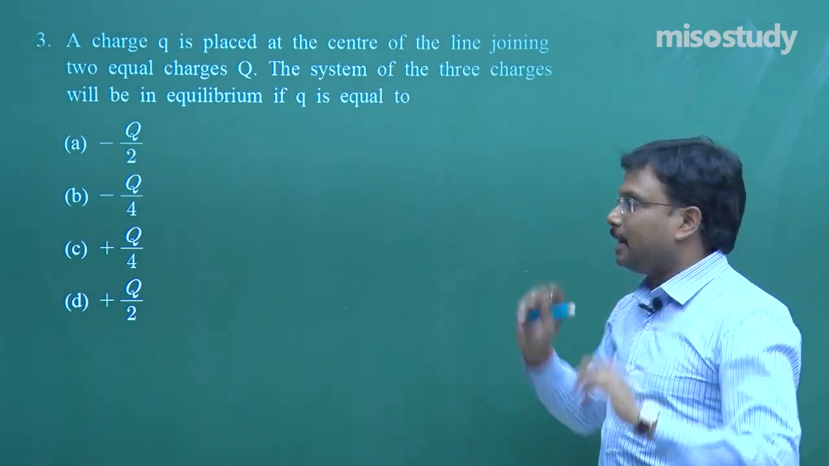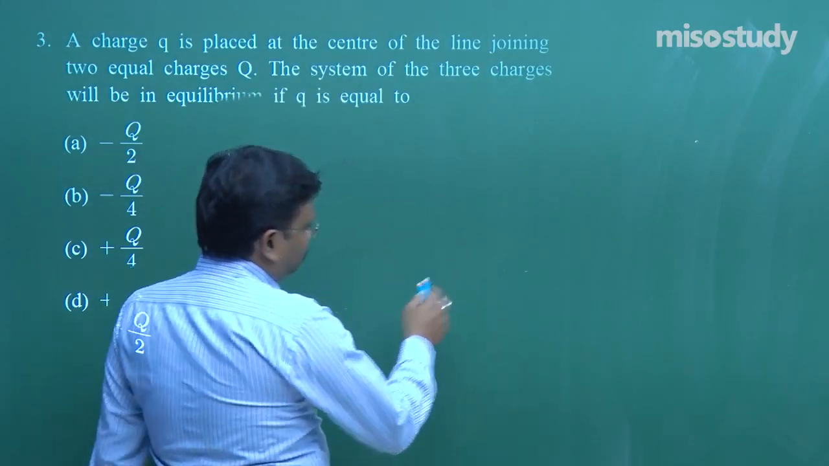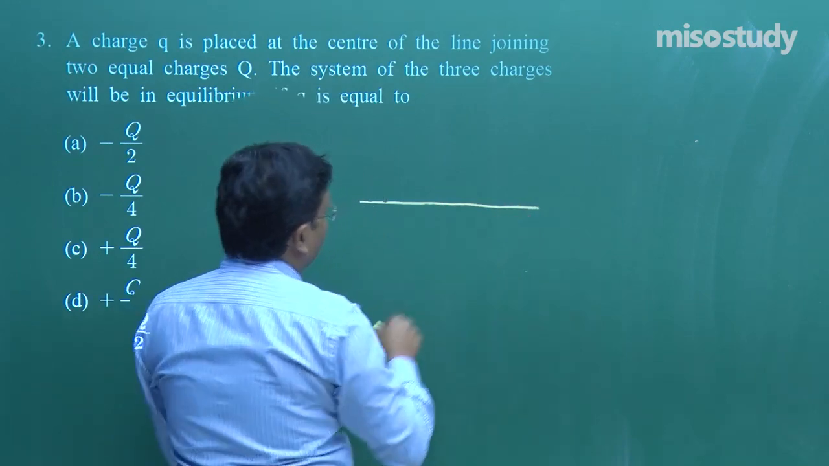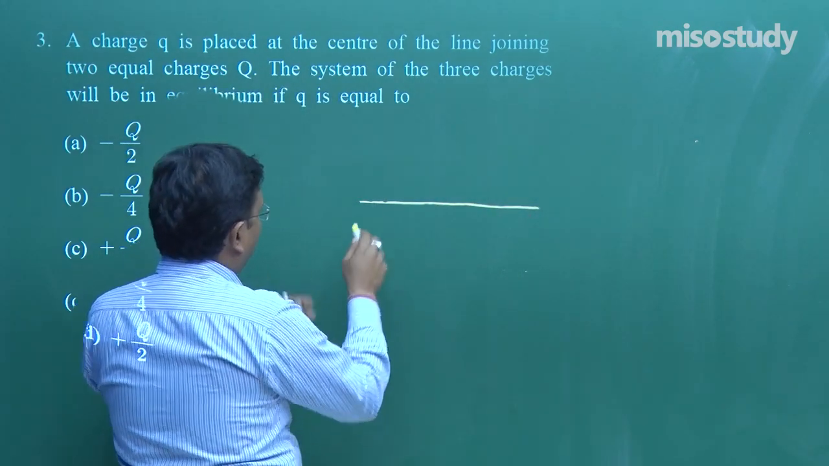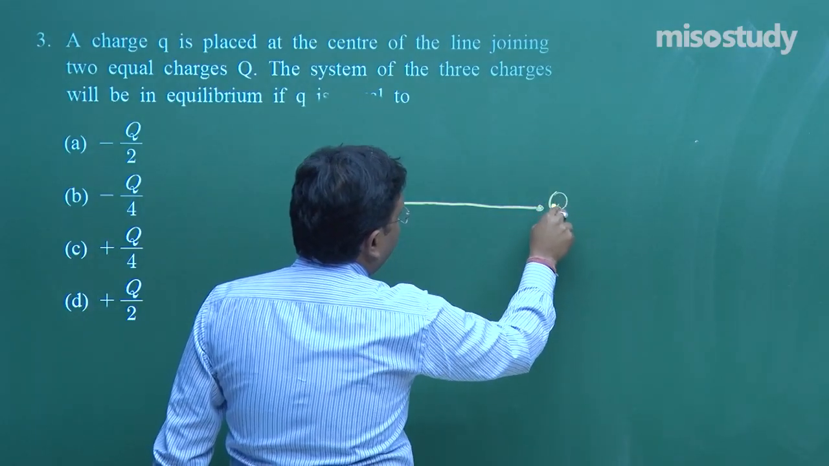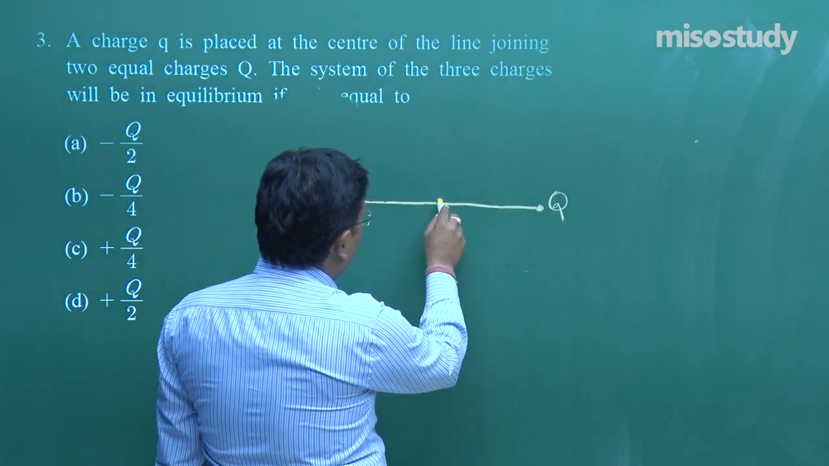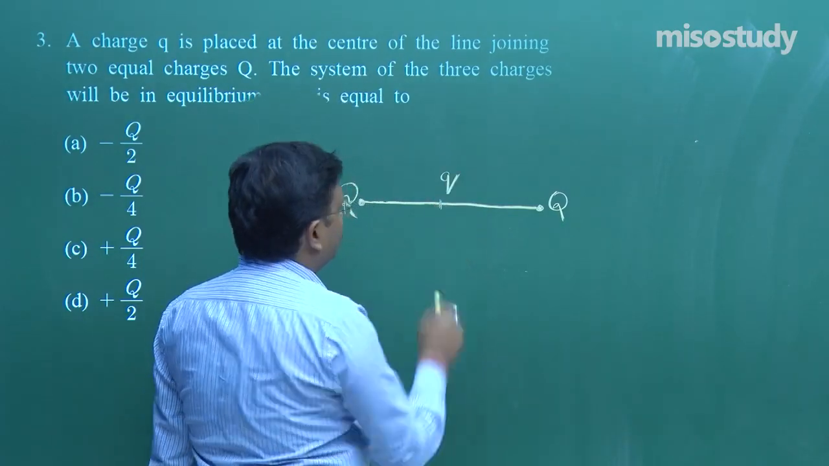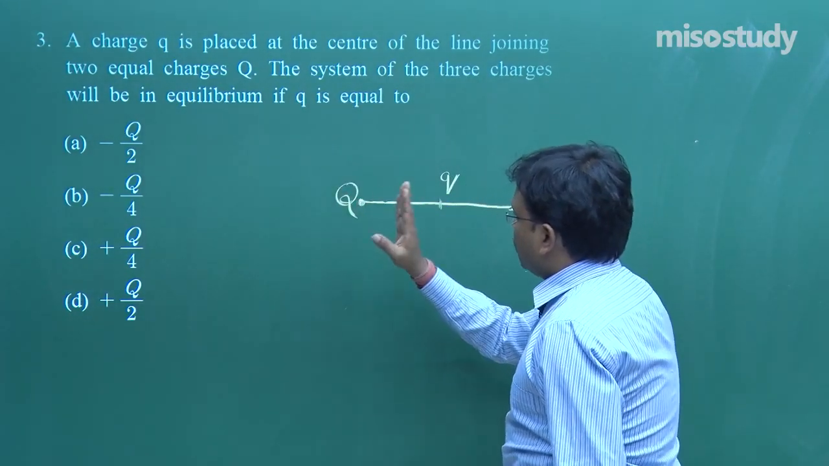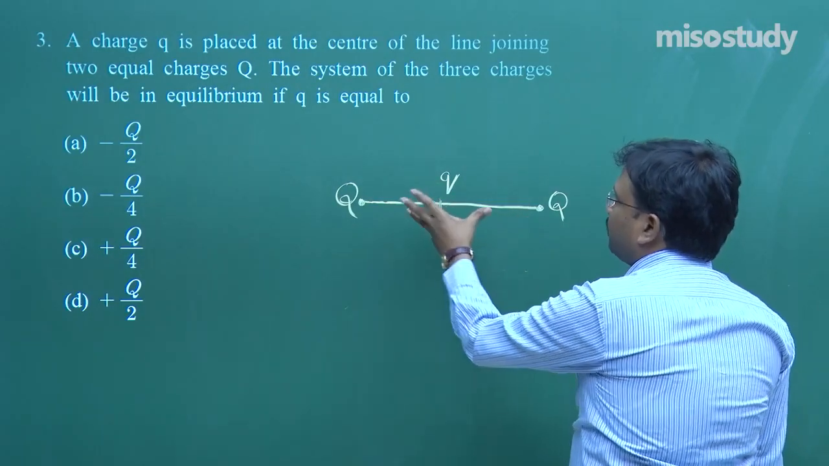So let me first complete the diagram. A charge q is placed at the center of the line joining two equal charges capital Q. Fine. So let's draw a diagram over here. Please take a look. This is a line, and one charge capital Q is placed at this point, another charge capital Q is placed at this point, and a small charge q is placed at the center. So let's say this is the center, so a small charge q is placed over here. Now equilibrium means the force of attraction or repulsion between these two charges should be equal to the force of attraction or repulsion between the other two charges.